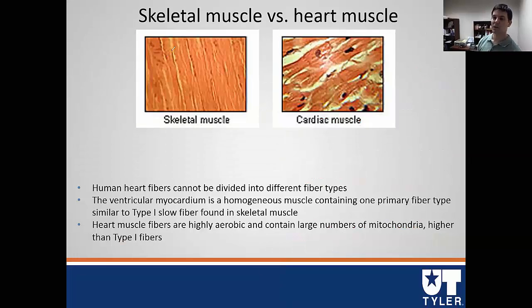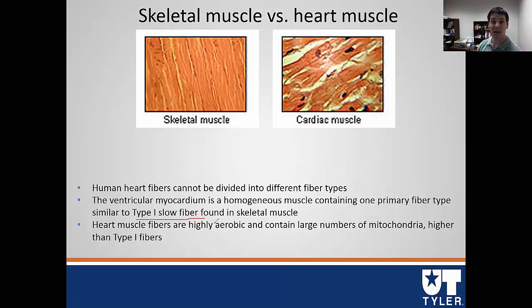A couple of other comparisons: human heart fibers don't have different fiber types. We don't have a type 1, a type 2, or a type 2A. We just have one type, cardiomyocytes, or heart muscle cells, and that's it. If we had to put it into a category similar to skeletal muscle, it would be much more similar to a type 1 fiber than a type 2 fiber.